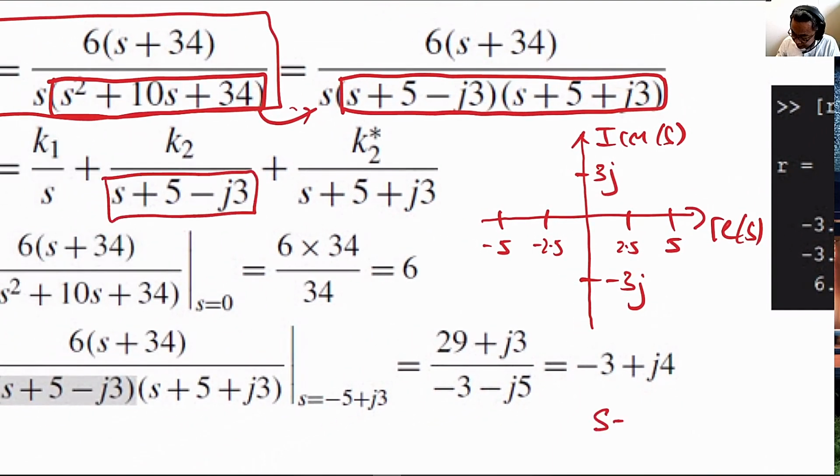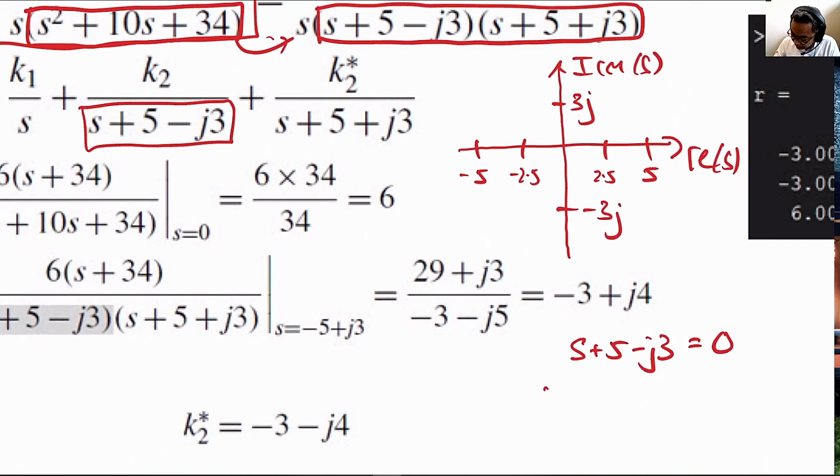So it will be s plus 5 minus j3 equals 0. Therefore, s equals minus 5 plus j3. Because this is sitting at the denominator, this is a pole. A pole is denoted by a cross. So at minus 5 plus j3, I'm going to draw a green cross for you here. So this is the green cross.